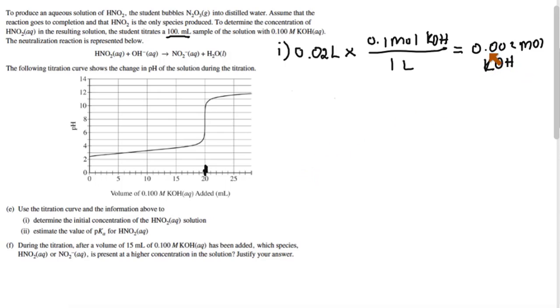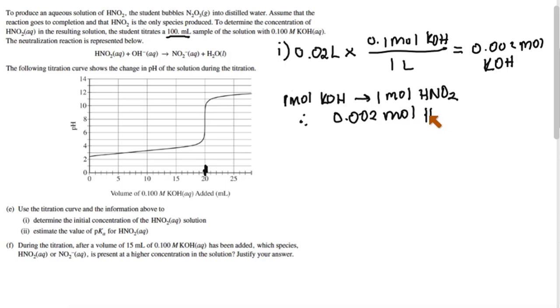Since we know that KOH has one OH minus and HNO2 has one H plus, they're going to be 1 for 1. So we know that 1 mole of KOH would bind to 1 mole of HNO2. Therefore, we have 0.002 moles of HNO2. Now, to find a concentration, that is the number of moles over the volume.